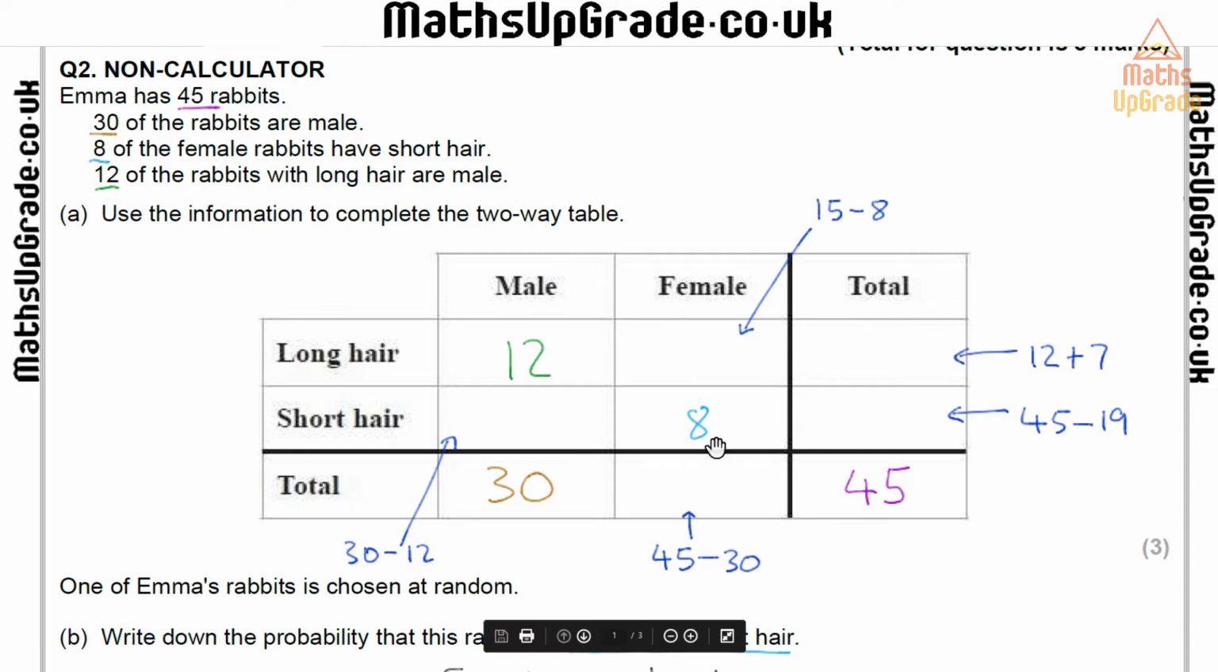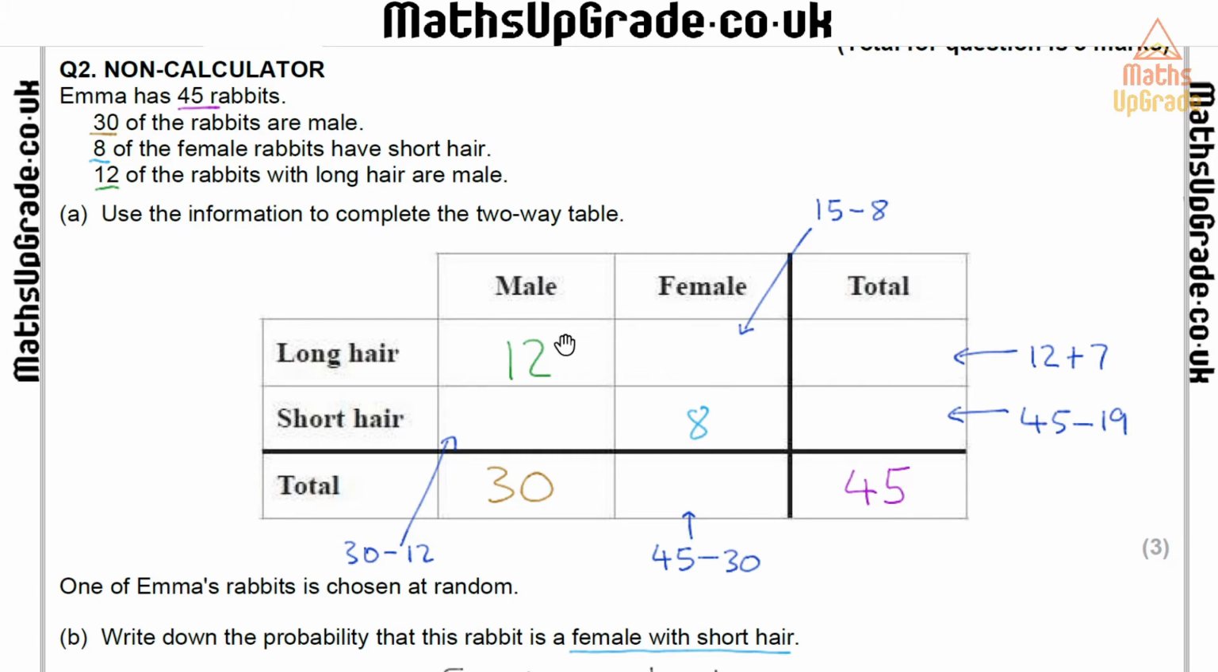Now I just need to fill in the missing values. So always when you're trying to find a missing value in a table, always look for a row or a column with just one value missing. So I can find, for example, this value here, since this would be 30 minus 12, which gives me 18. I can also find this value here. This would be 45 minus 30, which is 15. And then I can find this value here, 15 minus 8 would be 7.